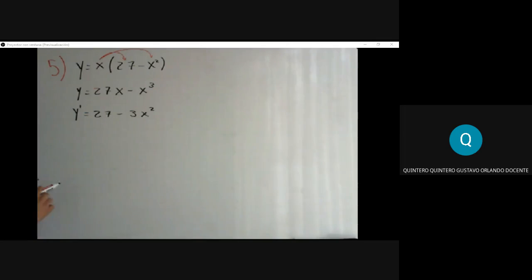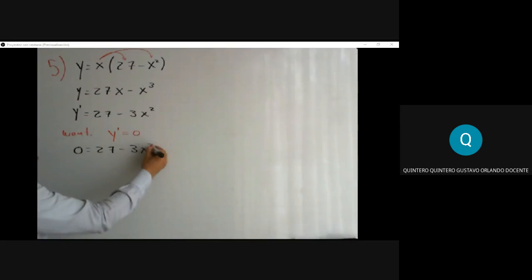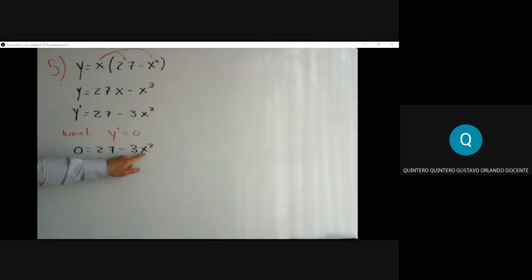Now, from here, I want to find the points so that the derivative is equal to 0. So I want to do y prime equal to 0, the derivative, right? That means replace y prime by 0. So the equation will be 0 equals 27 minus 3x squared. If I solve this equation for x, I will find the points for which the derivative is equal to 0, right?